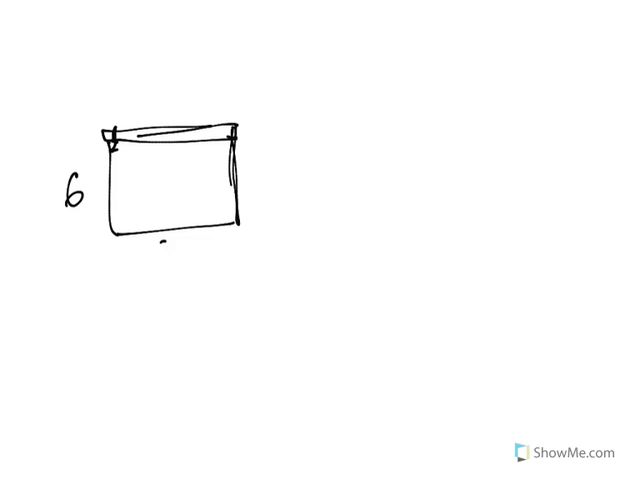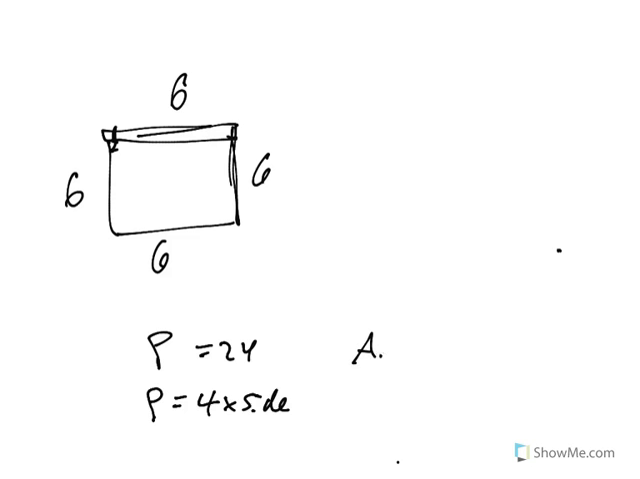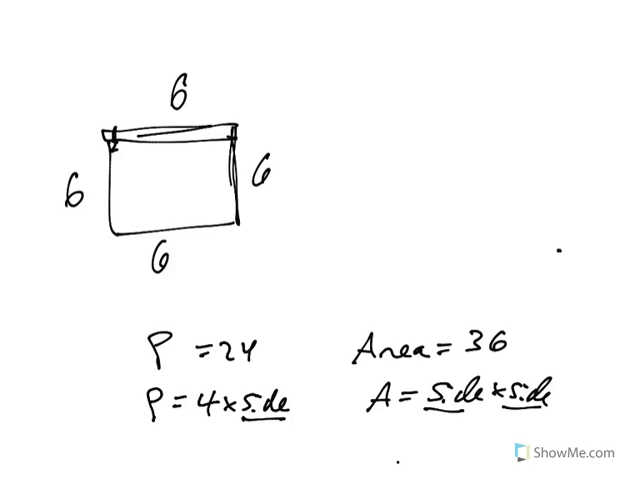There's other shapes. So for a square, that's not much of a square. For a square, let's say it's 6 by 6 by 6 by 6. The perimeter is 6 plus 6 plus 6 plus 6, which is 24. We could say that it's 4 times whatever the side length is. And the area, in this case, is 6 times 6, which is 36. So the area is side times side. There's a special formula just for a square, because a square just has a side, whereas a rectangle has length times width.